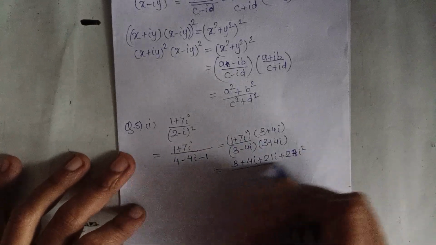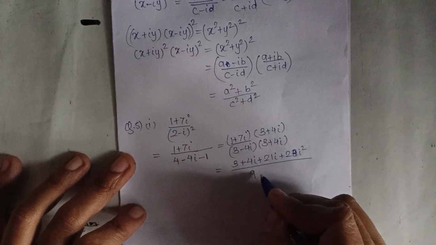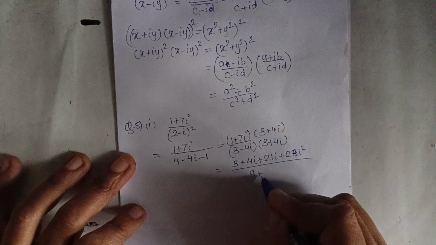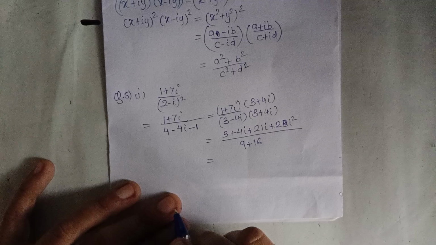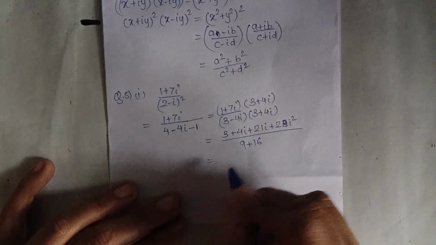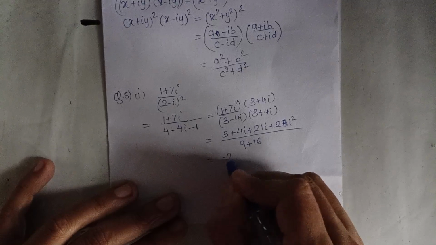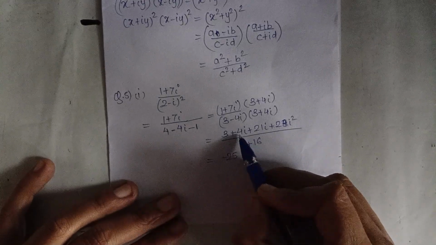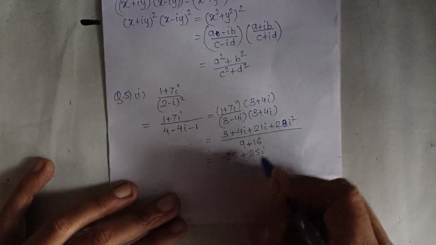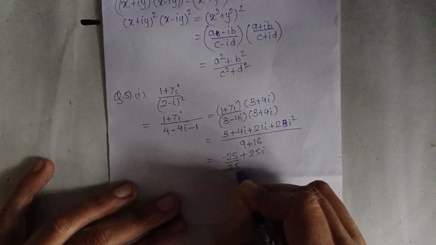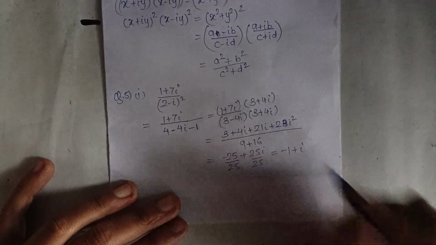we get 3 square plus 16, which is 25, and the numerator is minus 25 plus 25i upon 25. So this is minus 1 plus i.